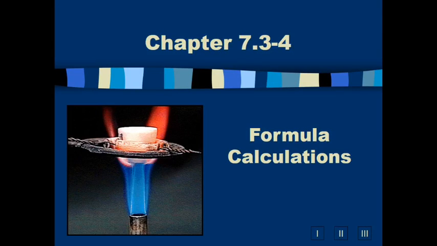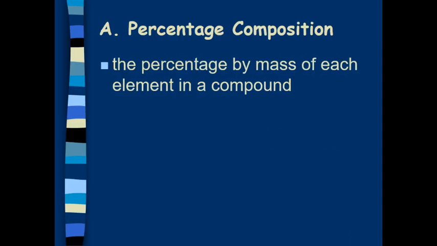In this podcast, we're going to start Chapter 7, Section 3, and talk about percentage composition and how to go about doing those calculations. So percentage composition is a percent by mass of every element in a compound. Every element in a compound. So you have to make sure that you assign a mass for each element.